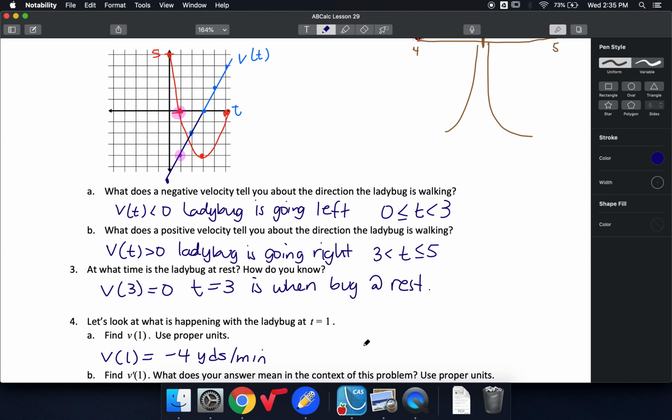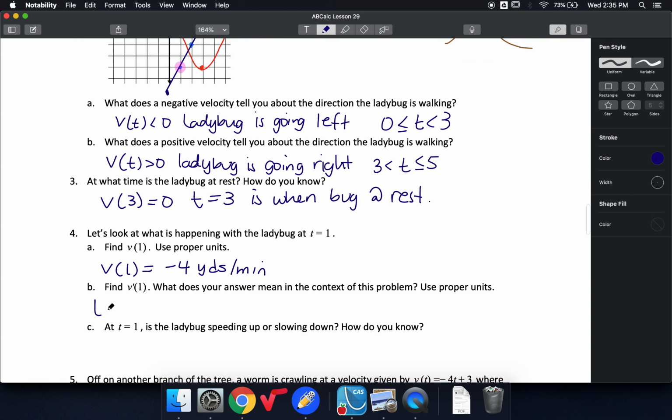So in the context of this problem, this means that the ladybug is going left at a speed of 4 yards per minute. Notice I don't say -4 here because the negative is accounting for her going left.